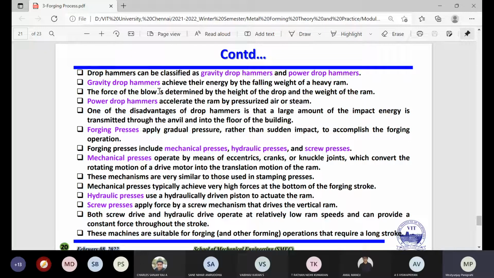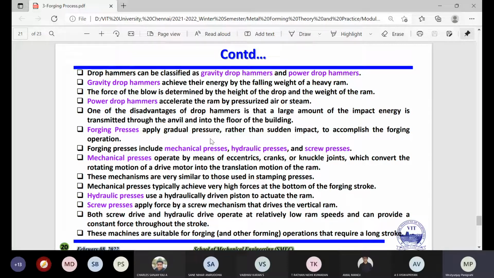Gravity drop hammers achieve their energy by the falling weight of a heavy ram, whereas the power drop hammer accelerates the ram by pressurized air or steam. These are the two basic differences when comparing the gravity drop hammer and the power drop hammer. Similarly, forging presses apply gradual pressure rather than sudden impact to accomplish the forging operation.